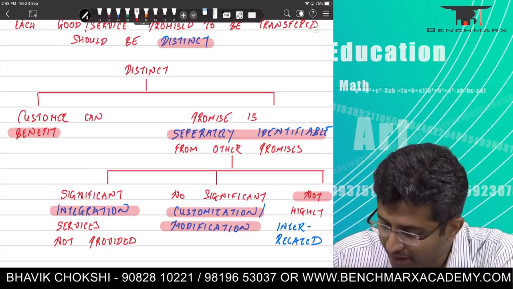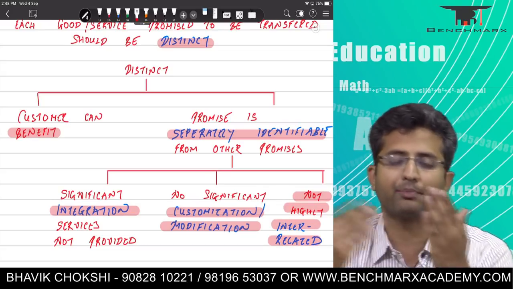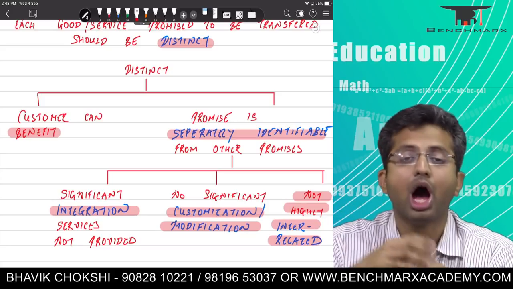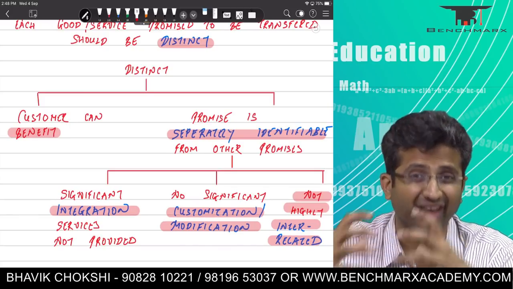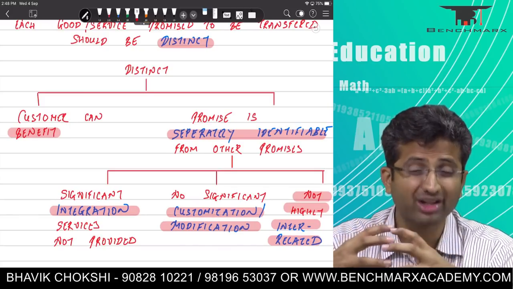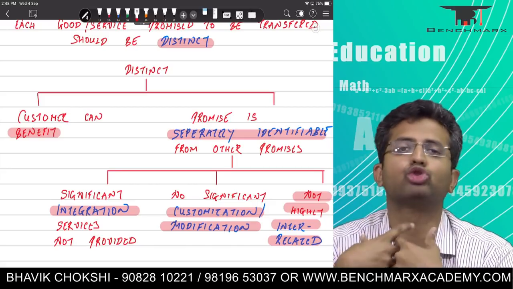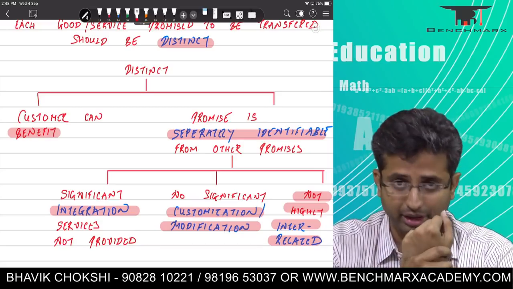Then they should not be highly interrelated. What do you mean by interrelated? Well, two promises should have connection with each other. Now, generally they do have connection. However, the standard specifically emphasizes and uses the word highly, and as a result, you don't want them to be highly interrelated. They might have some interconnection, but they should not be highly interrelated. If they are, they will be treated as a single performance obligation.